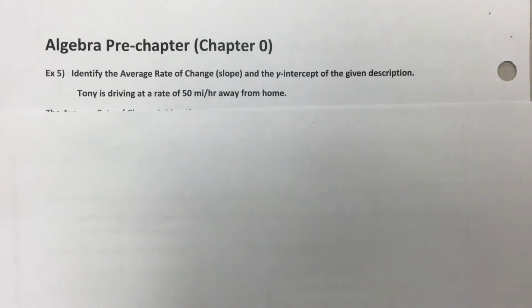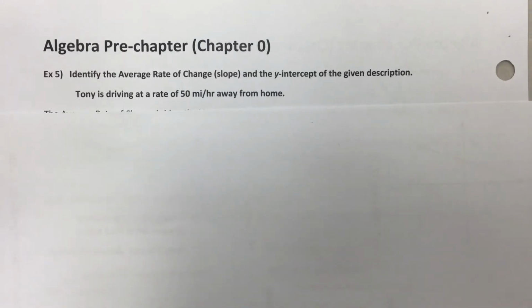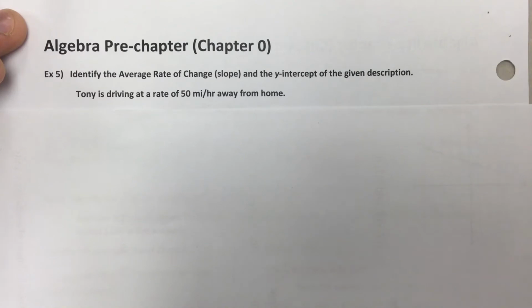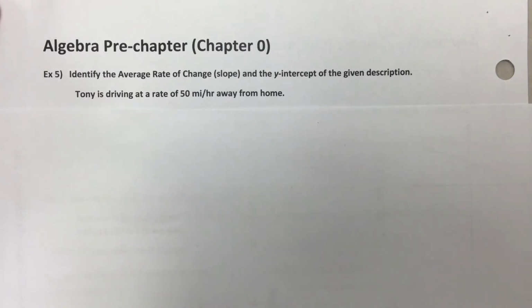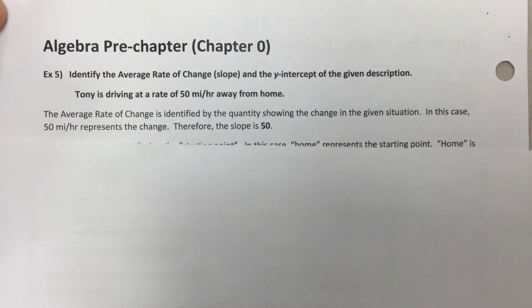So it says Tony is driving at a rate of 50 miles per hour away from home. So anytime you have miles per hour or dollars per hour, something like that, that's going to be your rate. That's your rate of change. That's how, in this case, how far away he's going to be at any different time. So the average rate of change is identified by the quantity showing the change in the given situation. In this case, 50 miles per hour represents the change. So our slope is 50.